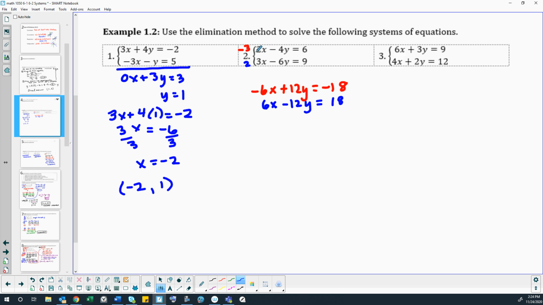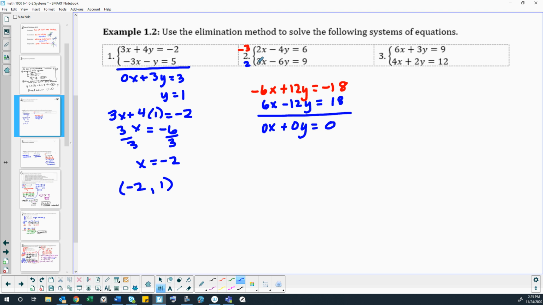So I multiplied by what I knew was going to get my x's to cancel out, so I could have a 0x again. So negative 3 times 2 is negative 6, positive 2 times 3 is positive 6, those are going to add up to 0, but I have to multiply everything through. Okay, so let's add these together. We get 0x plus 0y equals 0. Well, weird, everything canceled out.